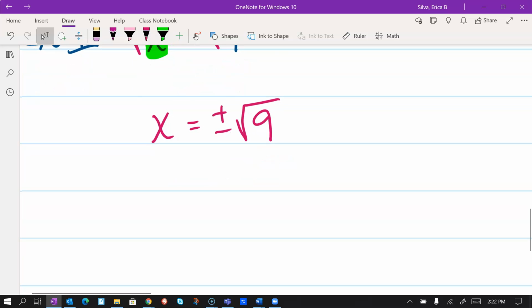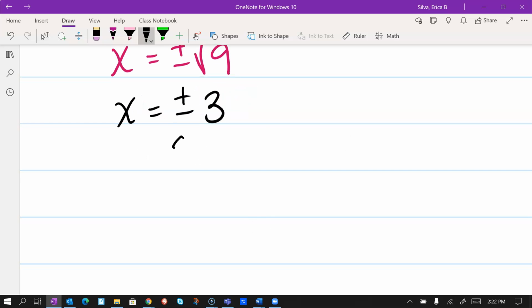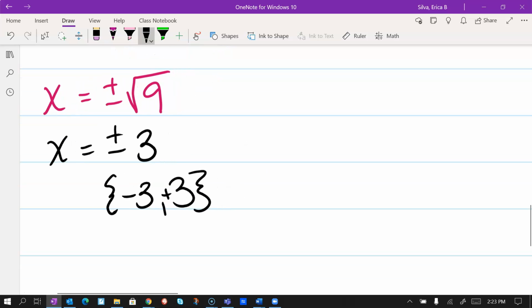What is the square root of 9? Square root of 9 is 3. So in this case, we have 2 answers. We have a negative 3 and we have a positive 3. And that's all that means. Now, why is the square root of 9 3?